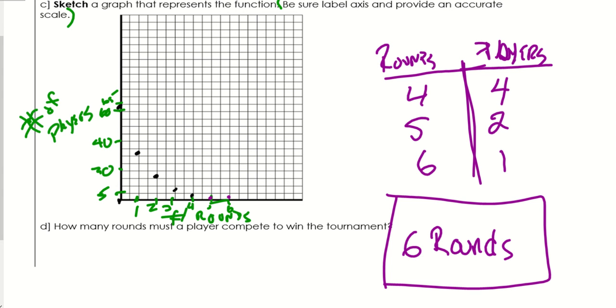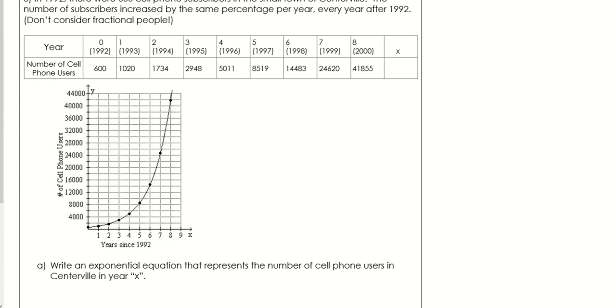Moving on to the last problem, cell phones. So in 92, we started with 600 cell phone users, and they are increasing by the same percentage every year. Don't consider the fractional people. So the first thing I need to do is to write an equation. So again, exponential equals a times b to the x. My starting amount is 600 people.